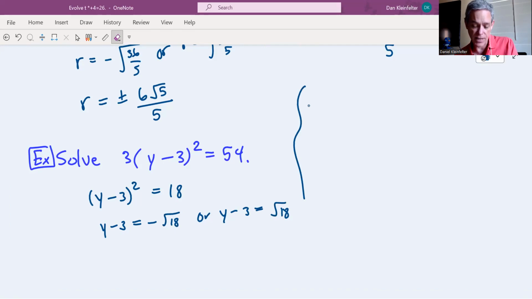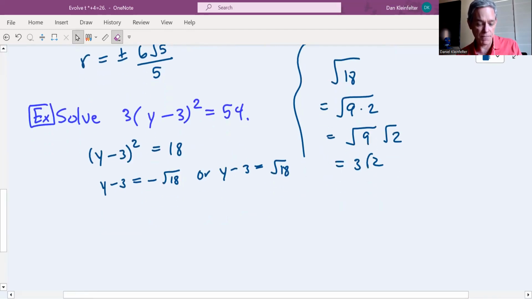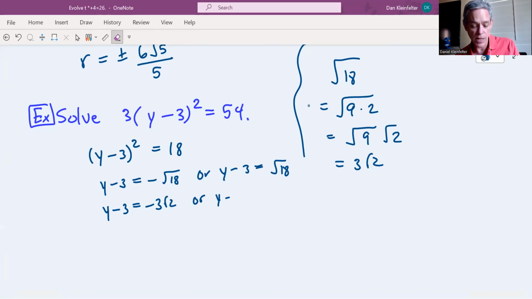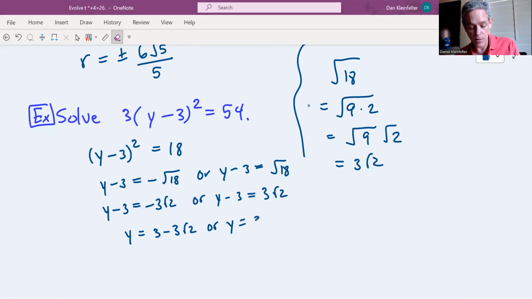So we're going to need the square root of 18 for this. 18 is 6 times 3, or 9 times 2. I like 9 times 2. That's the square root of 9 times the square root of 2, and so that will be 3 root 2. So we'll have y minus 3 is minus 3 root 2, or y minus 3 is plus 3 root 2. And then adding that 3 will isolate the y. So we'll have 3 minus 3 root 2, or 3 plus 3 root 2 for our two solutions.